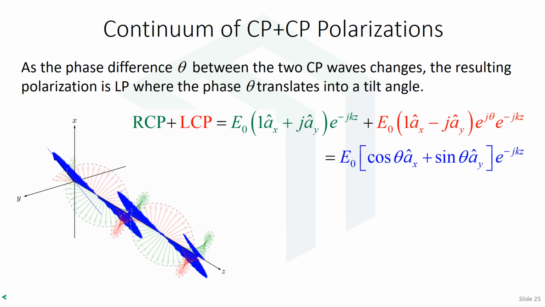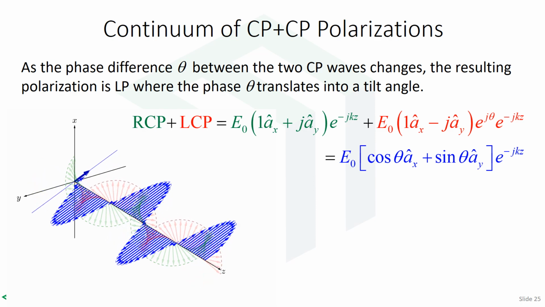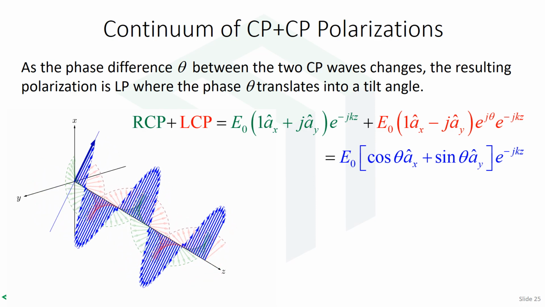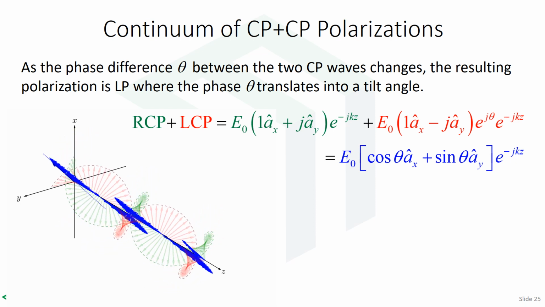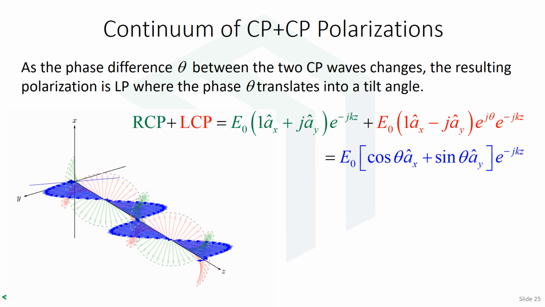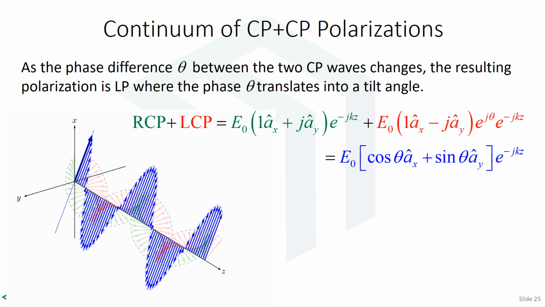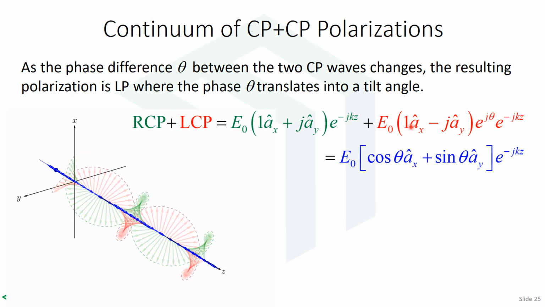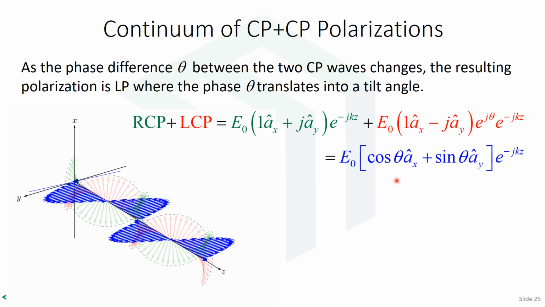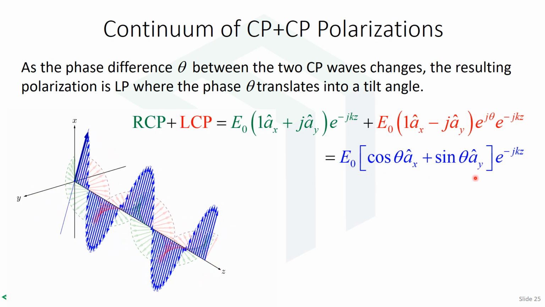Well, it turns out if we add two circularly polarized waves, we get a linear polarization. And the phase between those circularly polarized waves tells us the tilt of our linear polarization. We can show that mathematically. If we expand out the right-hand side of this first equation, collect common terms, etc., we end up with our expression for a linearly polarized wave at tilt angle theta.